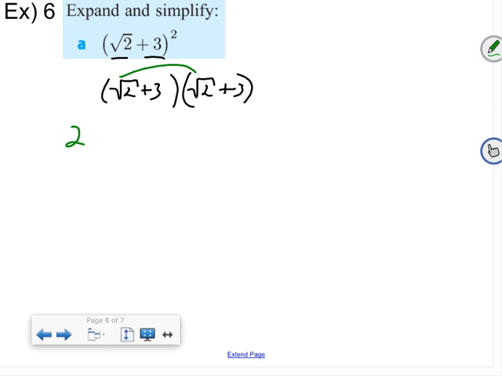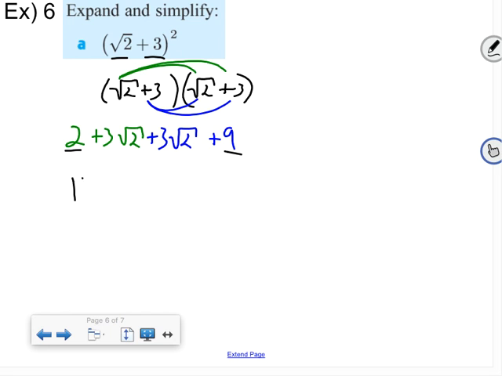I'm noticing that pattern. Square root of 2 times 3, I'm going to get plus 3 square roots of 2. And then I'm going to go ahead and do 3 times the square root of 2, get plus 3 square roots of 2. And 3 times 3 is 9. Simplify my integers, and I have 9 and 2, and that's 11. I have plus 3 square roots of 2, so I have plus 6 square roots of 2.